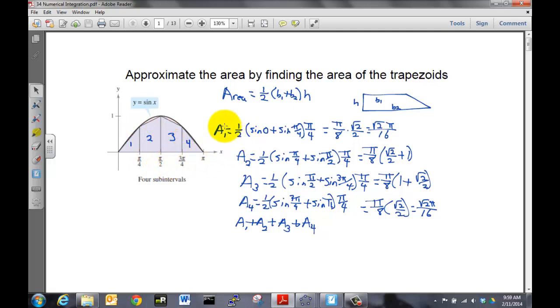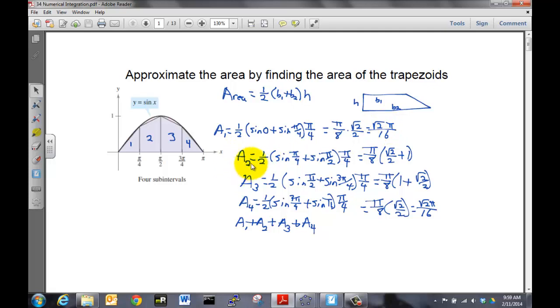So I've written out here how we would actually find the area of each of these trapezoids. The first trapezoid is 1/2 times the first base, which would be the sine at x equals 0, plus the sine at pi over 4, and all of that multiplied by pi over 4. Pi over 4 is the distance from 0 to pi over 4. And we could figure out a number for that. But more importantly, I want us to write it all out and see if we can see a pattern to it.